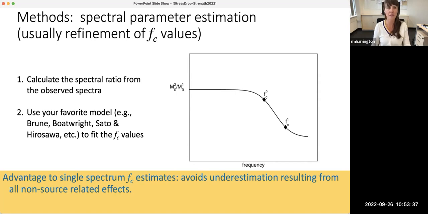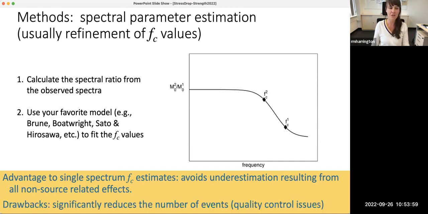Then you can remove those non-source related effects from the spectra and provide a more accurate estimate of the corner frequency. The advantage of using these estimates relative to a single spectrum estimate is that you avoid the underestimation of the corner frequencies of the events, which is commonly what happens when you use a single spectrum approach and just take an educated guess of what the attenuation is. But the drawback of this approach is that you significantly reduce the number of events for which you can make estimates.